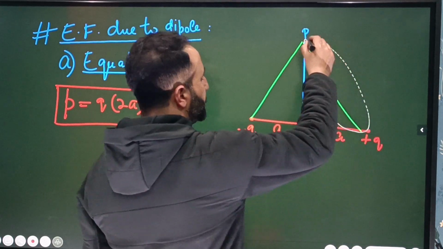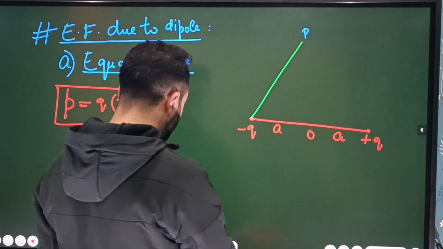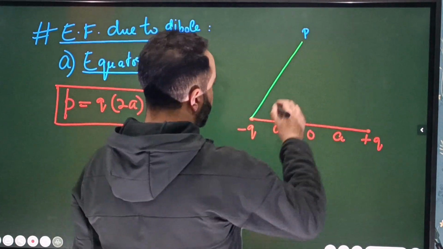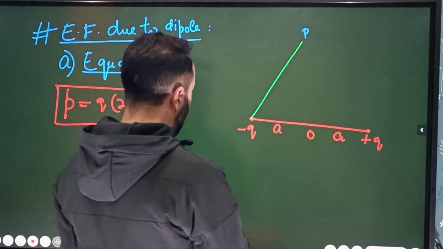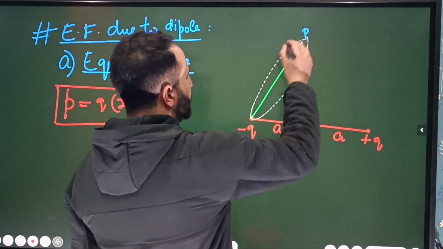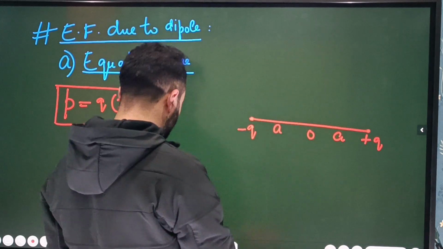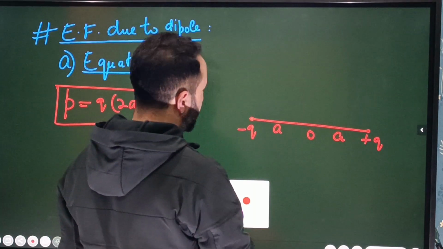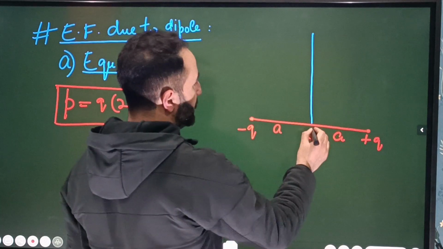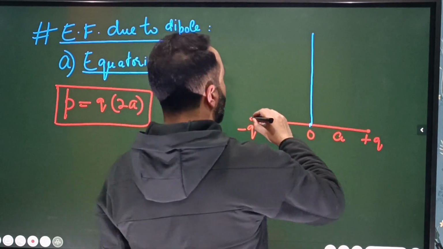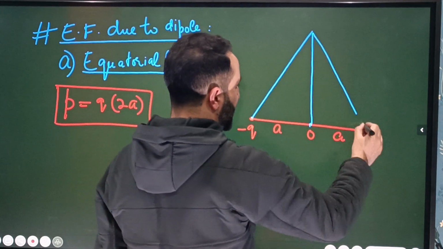Wait a moment. Let me redraw this diagram here. Okay, so here we have the equatorial line. Now these are 2 lines, more 2 lines like this.